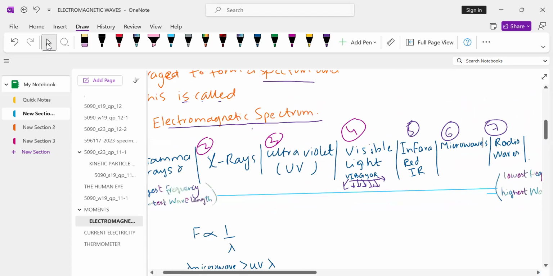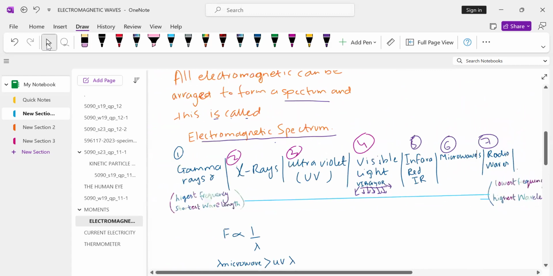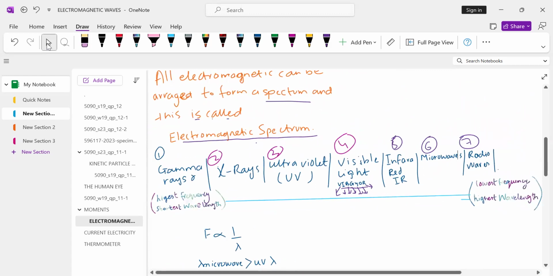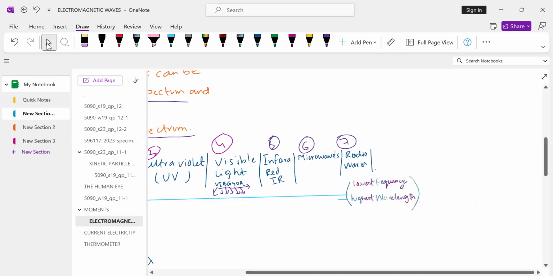Then the second thing about this electromagnetic spectrum is that, let me zoom out, from gamma rays to radio waves, the frequency decreases and the wavelength increases. So the gamma rays have the highest frequency and shortest wavelength. However, the radio waves have the lowest frequency and longest wavelength.